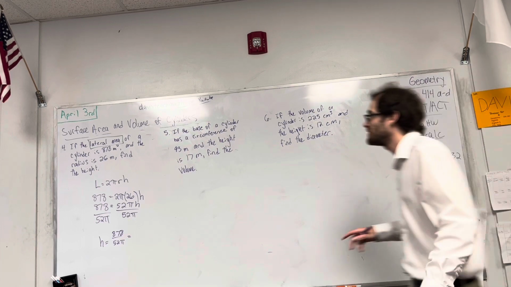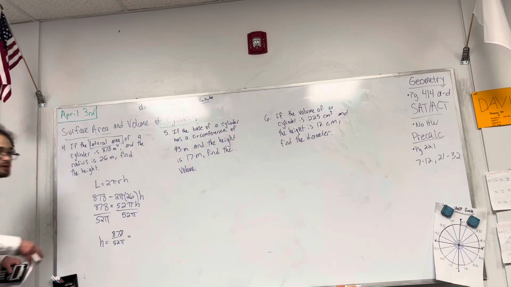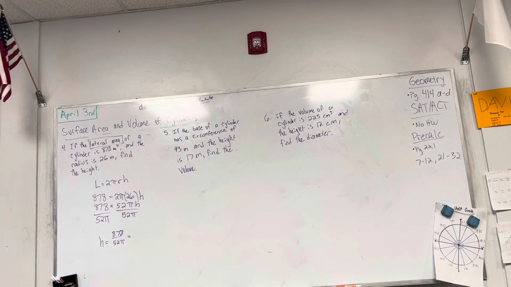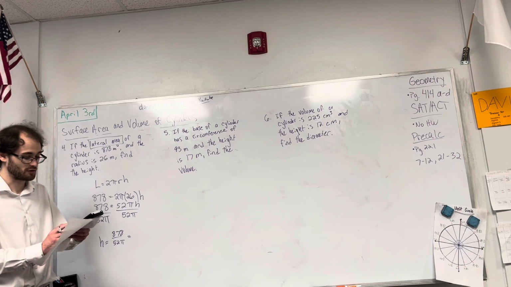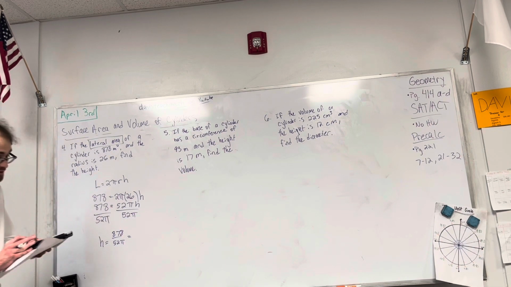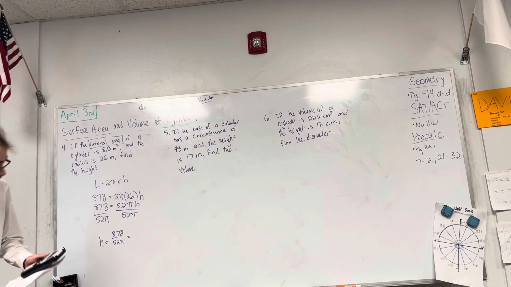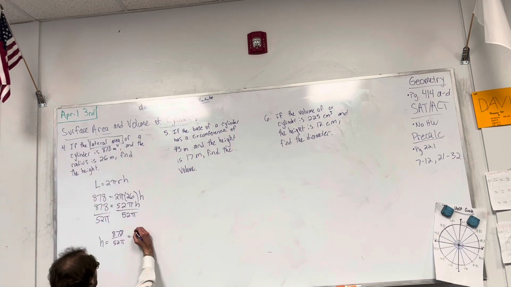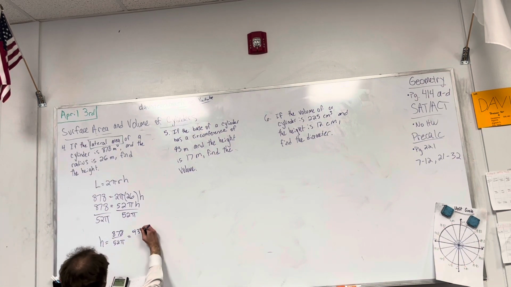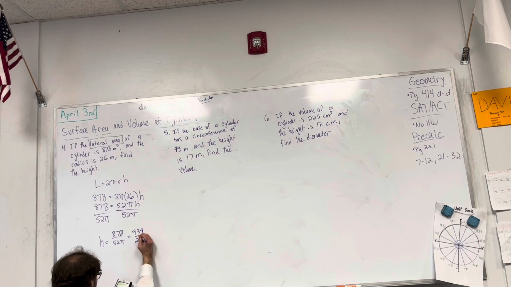I did not specify on this one whether or not to do it in terms of pi or as a decimal. For these three, I'm going to do both. I want you to see what they both look like. If I divide 878 by 52 in my calculator, that fraction reduces to 439 over 26, and then the pi just hangs out down there.